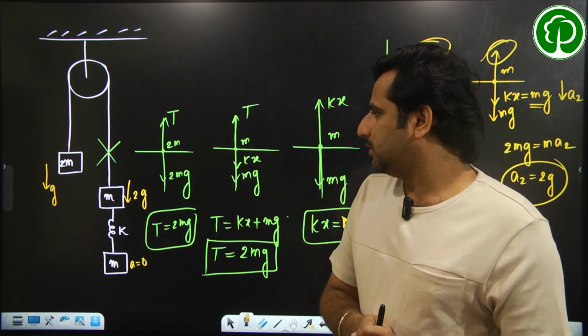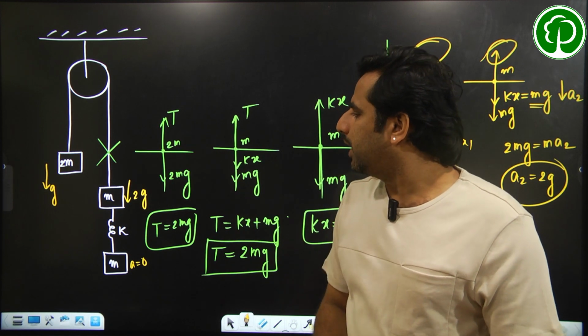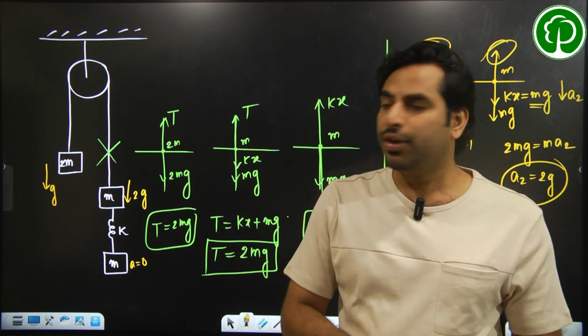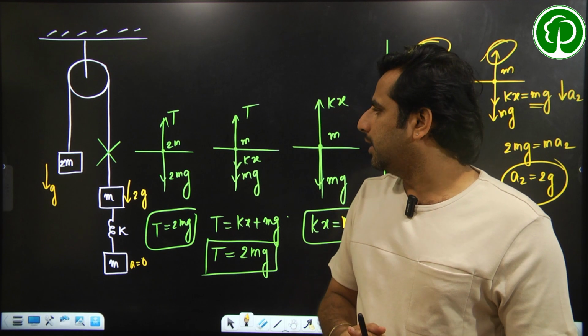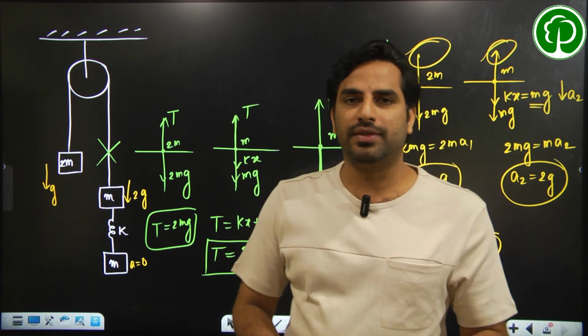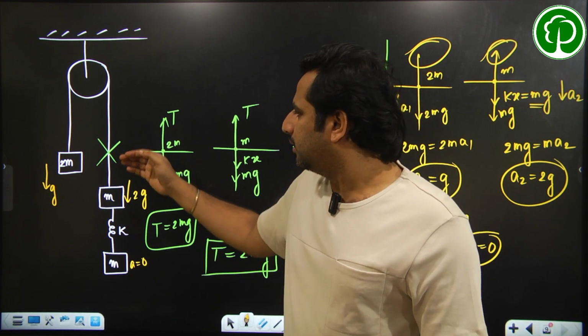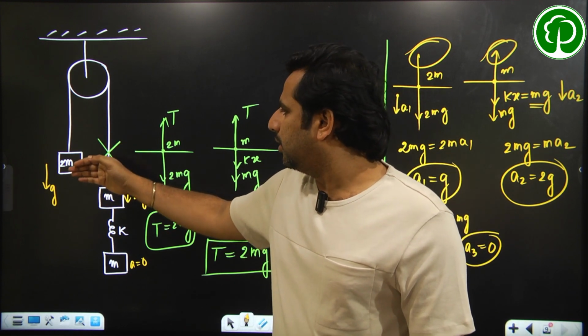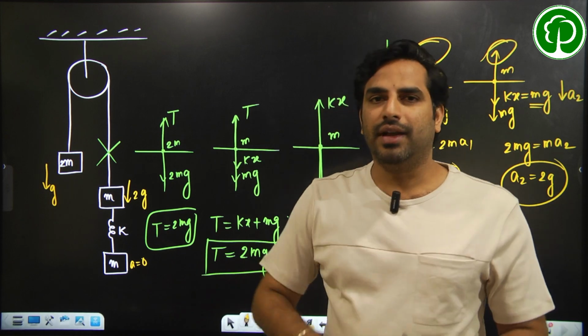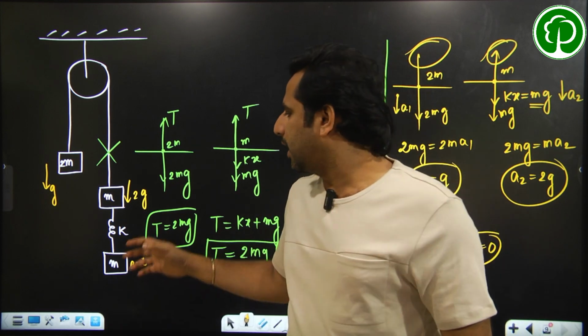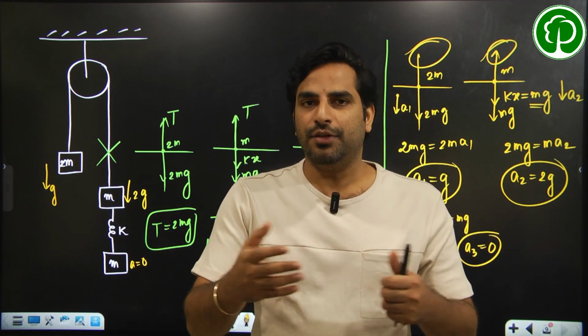And what happens instead of cutting the string? What happens if you cut the spring? You can try by yourself and you can post your answers in the comment section. What happens if you cut the spring instead of cutting the string? Find the acceleration of 2m, m and m at that instant just after cutting the spring. So I'll be waiting for your answers.